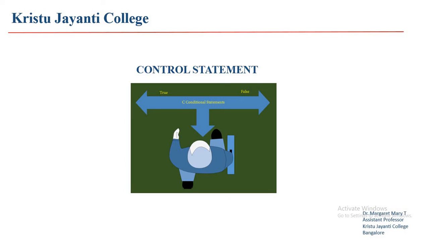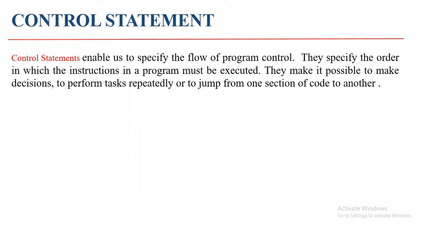Students, today we are going to discuss the control statement. What is a control statement? The control statements used in the C language help a user to specify control flows. In simple words, we can say the control statements help users to specify the order of execution of the instructions present in a program. So control statement is a very important topic in C programming.